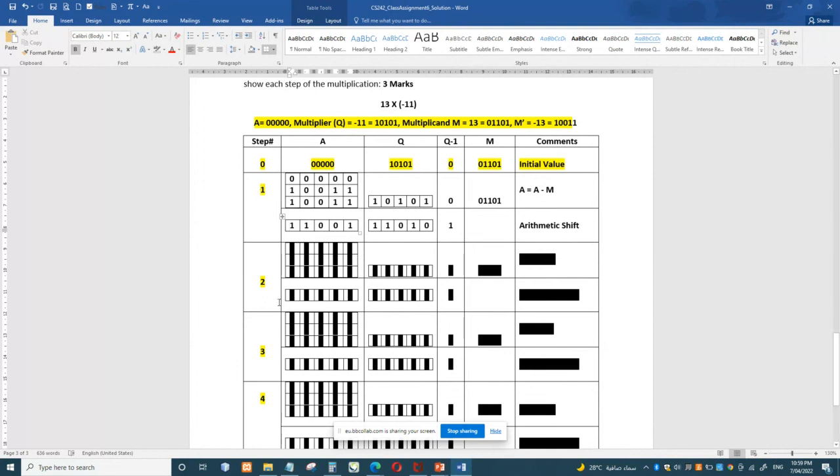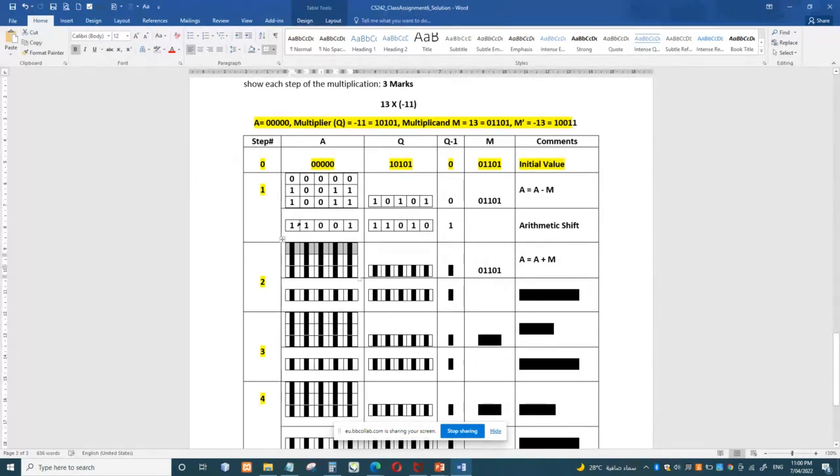Okay, now we'll do the second iteration. In order to do the second iteration, again we have to check the value of q0. Q0 means the least significant bit of q, and this is q minus 1, this is 1. So 0 and 1: we know that when this combination is 0 and 1, we need to do the addition operation. So the operation will be addition, that is a equal to a plus m. Our m will remain as it is. So this is our a now.